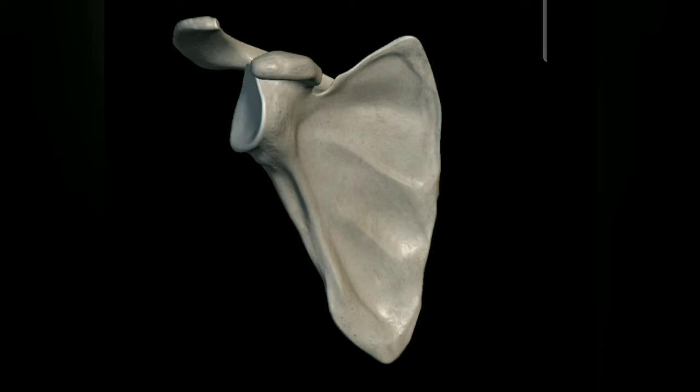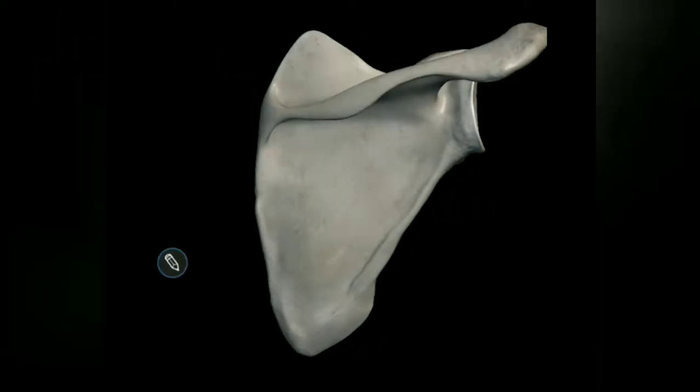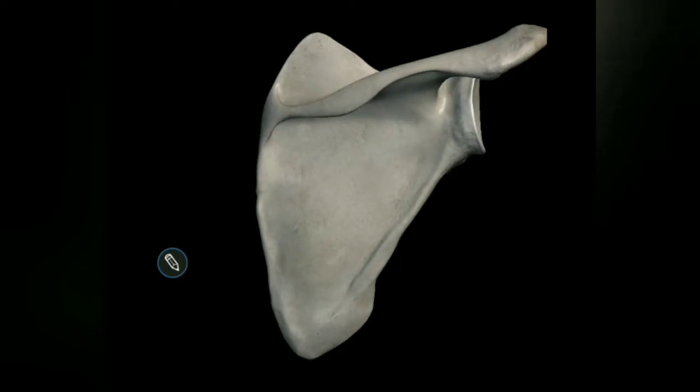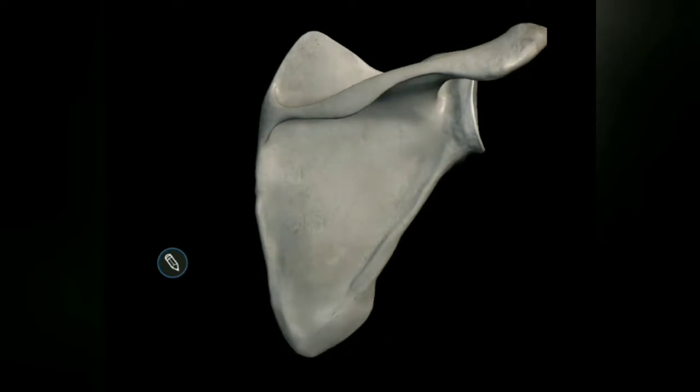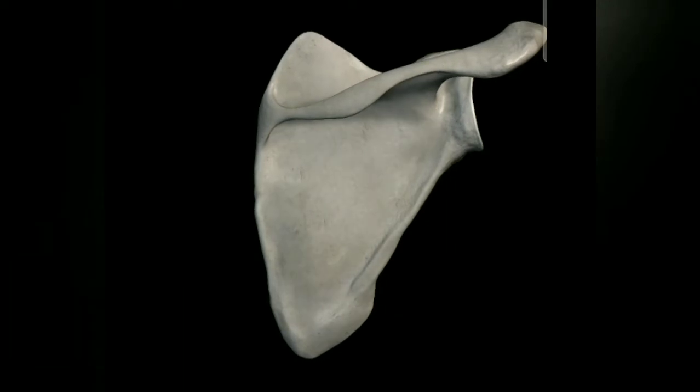Now coming to the dorsal surface. So this one is the dorsal surface. It gives attachment to the supraspinatus and infraspinatus muscle, mainly in the supraspinous fossa and infraspinous fossa. So this one is the supraspinous fossa.